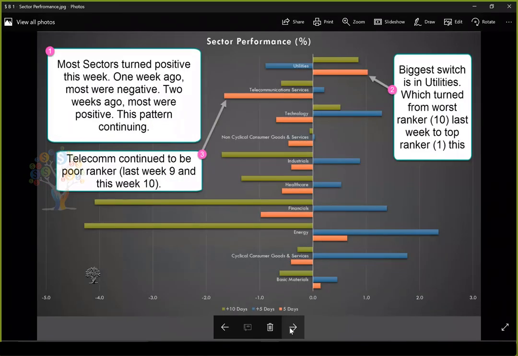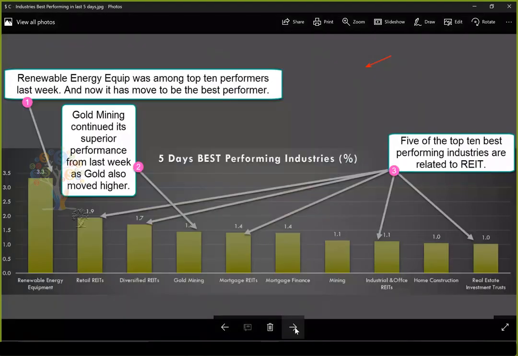This is last week's sector performance. And here, as I mentioned, we see that the majority of the sectors were also negative. Let's continue to industry analysis.